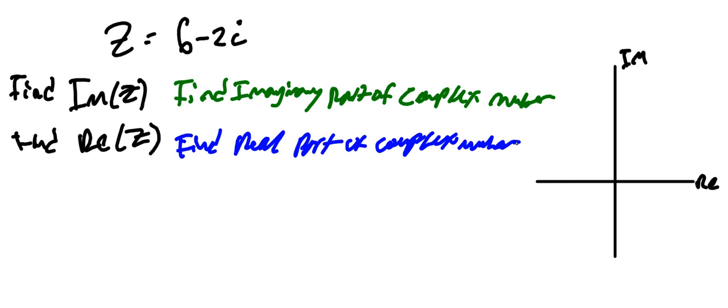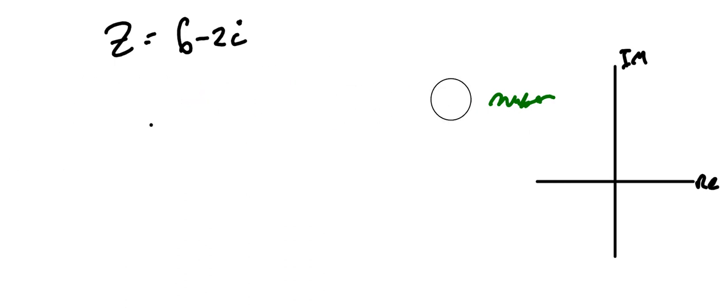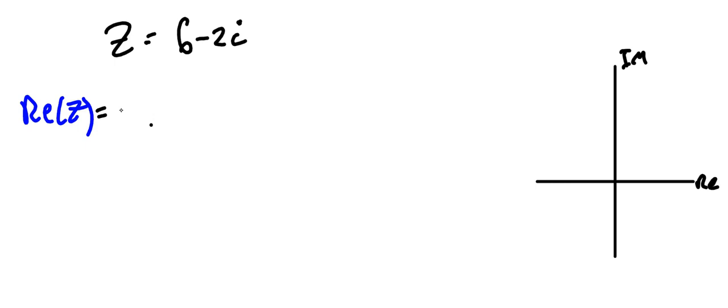So, let's analyze this function here. We have 6 minus 2i. Let's find Re of z first. Re of z is equal to, well, this negative 2 is attached to the i, but this isn't. So the real part is just 6. That simple.